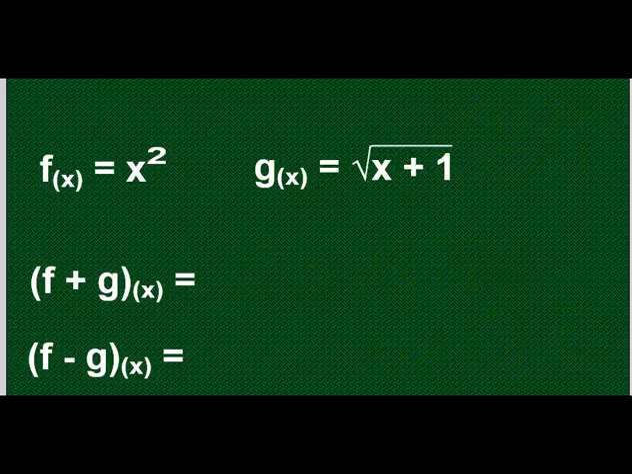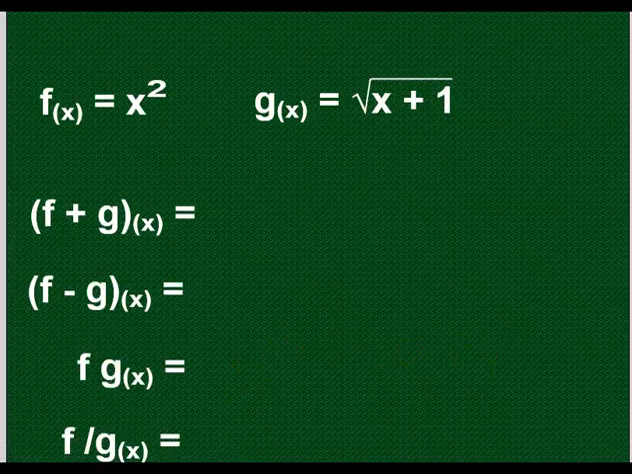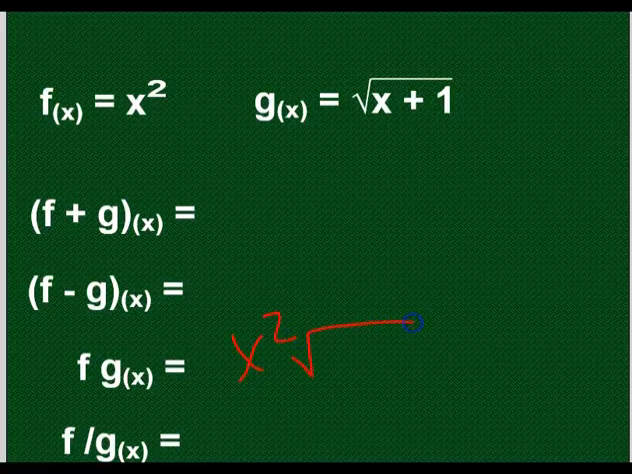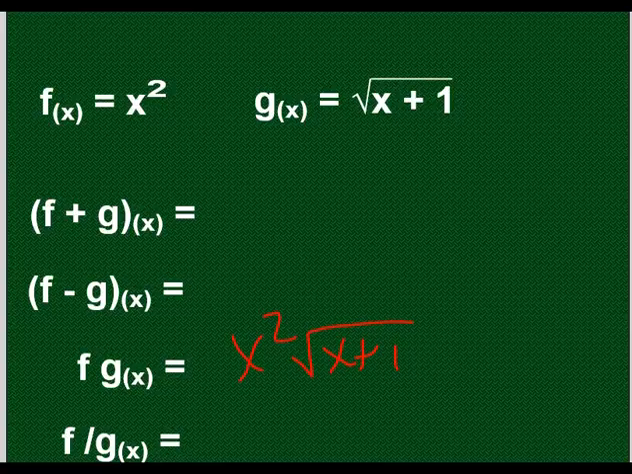How about f minus g of x? Well, it's the same thing. X squared, except this time we subtract g of x, square root of x plus 1. And the domain is the same, from negative 1 to positive infinity. How about f times g of x? F times g of x would be x squared times the square root of x plus 1. And it would also have the same restriction on the domain as the first two, from negative 1 to positive infinity, inclusive.